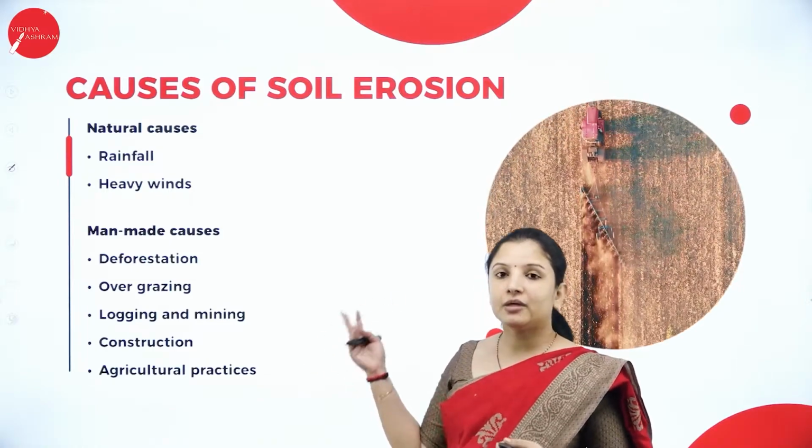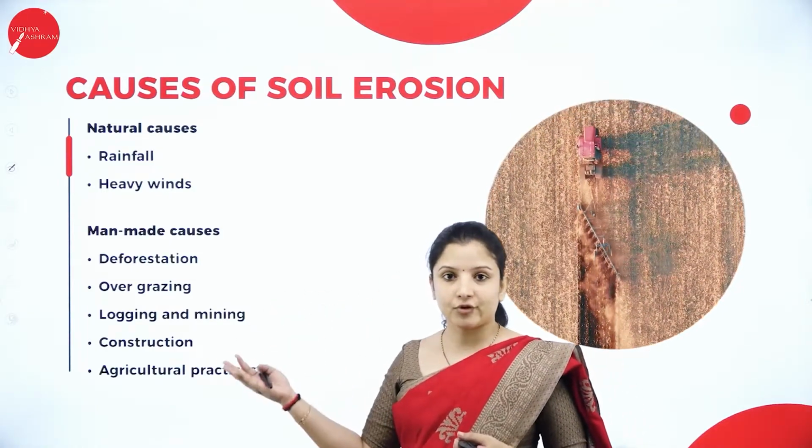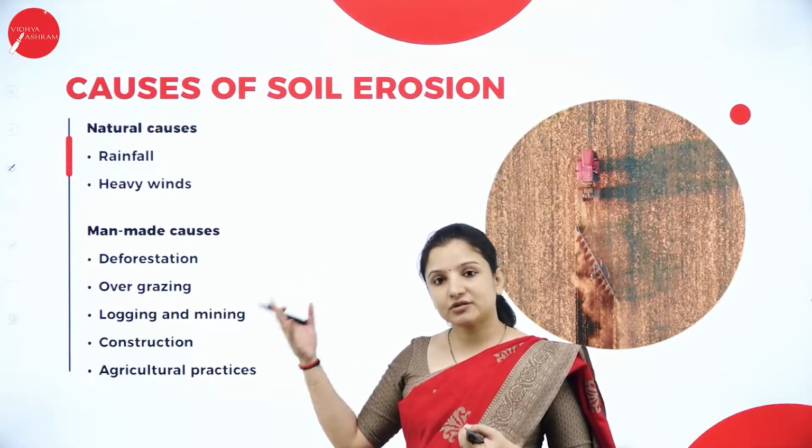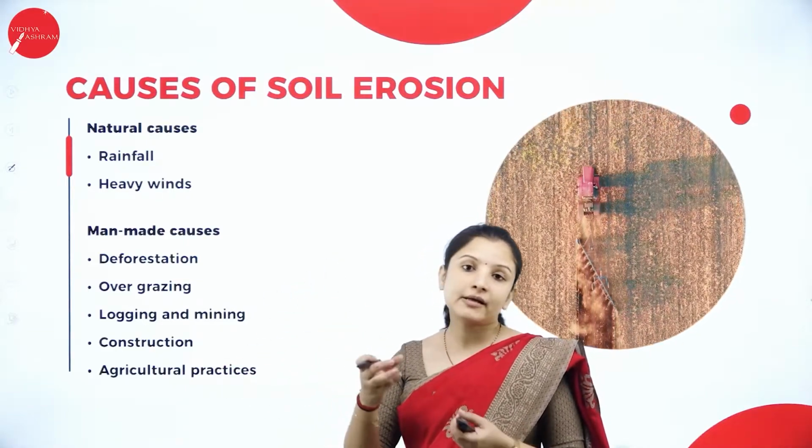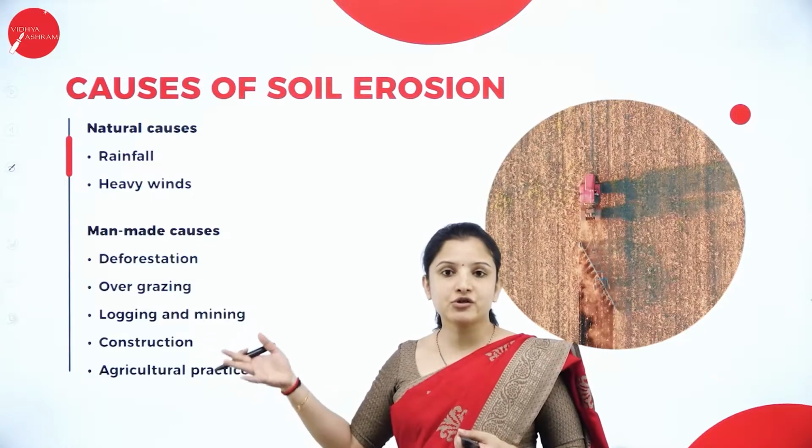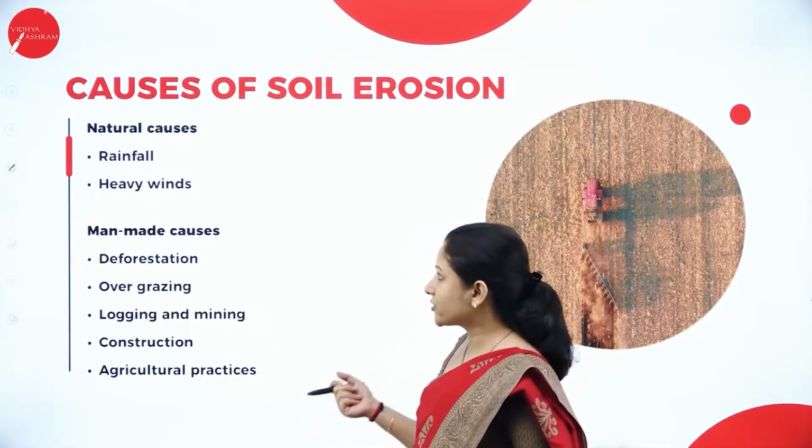So in your exam, if they ask you to write the causes of soil erosion, just write 5 to 6 causes and you can write an explanation under that, which will fetch you 10 marks. So it is a 10-mark question here.